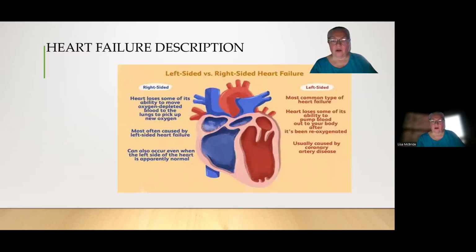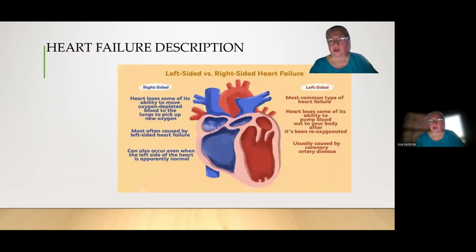So as the left side of our heart becomes dilated and the muscle gets weaker and weaker, we're going to see progressive deterioration of the contractility of the heart. And again, the heart just cannot take the overload.